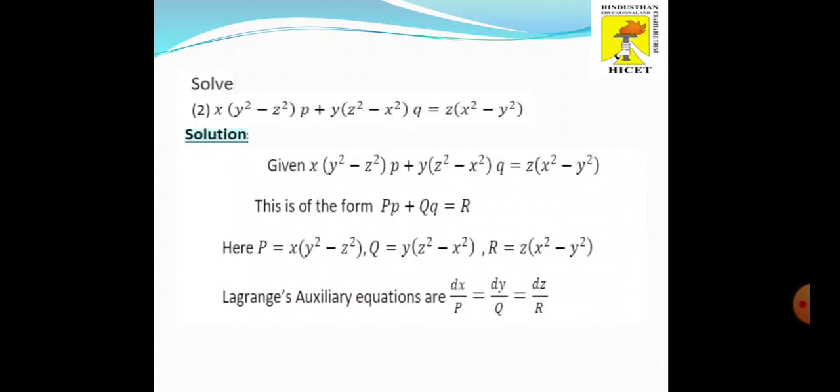Let us see one more example. Solve x (y square minus z square) p plus y (z square minus x square) q is equal to z (x square minus y square). So the given equation is of the form Pp plus Qq is equal to R, where P is x (y square minus z square), Q is y (z square minus x square), and R is z (x square minus y square). Now let us form auxiliary equations.